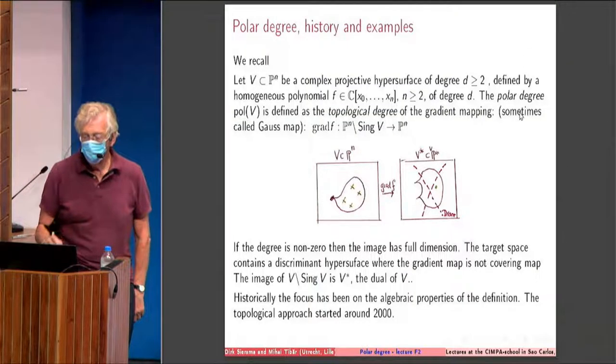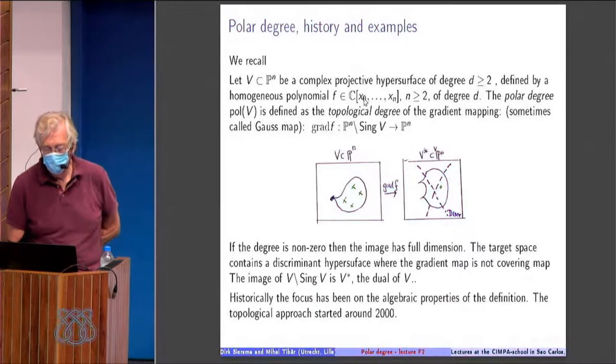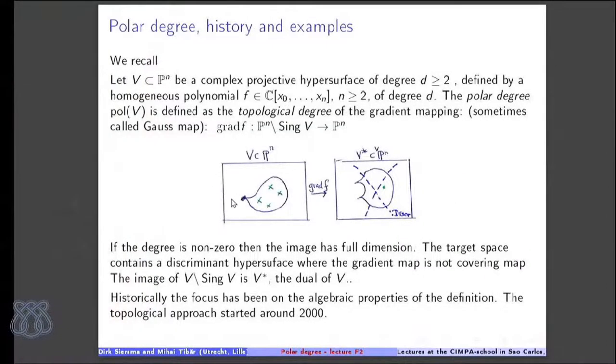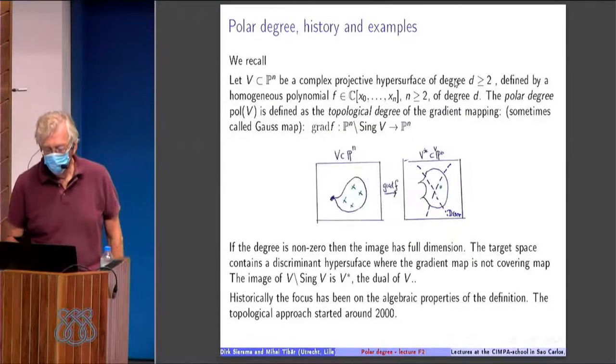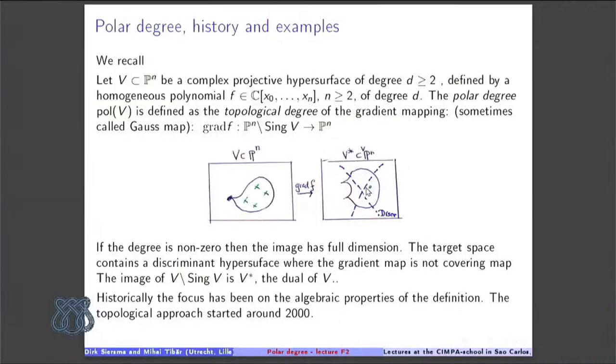So as said before, we have a homogeneous polynomial of degree d, and this defines a hypersurface in P^n. And then the polar degree is the topological degree. So this is the connection with Nicolas' lecture. I'll try to make more connections. It is just the number of points of the inverse image of a regular value of a certain map. And the map is the gradient map.